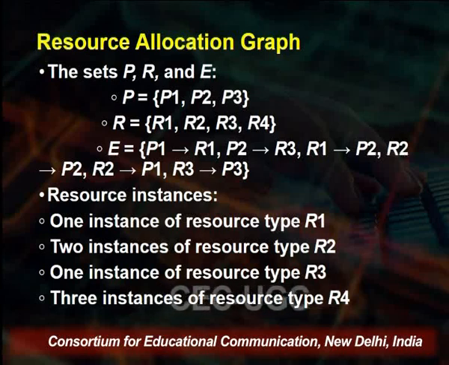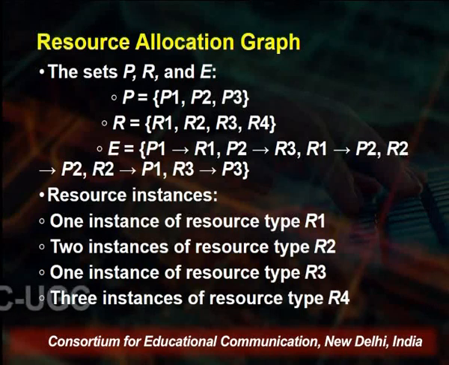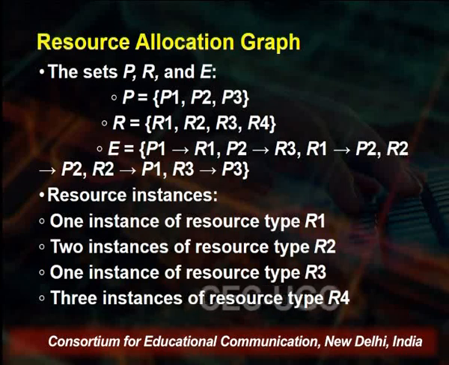And what are the instances? What are the number of instances of each resource? So, R1 has only 1 instance, R2 has 2 instances, R3 also has 1 instance, and there are 3 instances of resource R4.